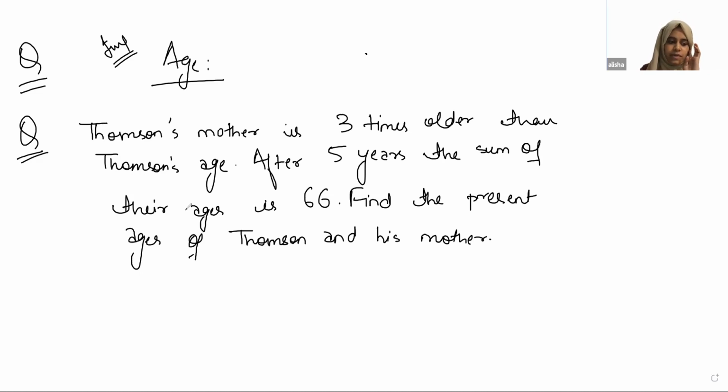Write it along with the complete statements, okay? After 5 years, the age of Thompson is equal to X plus 5. In the next line, after 5 years, the age of his mother is equal to 3x plus 5. Okay, Soban? Yes. Okay. Yes, done.